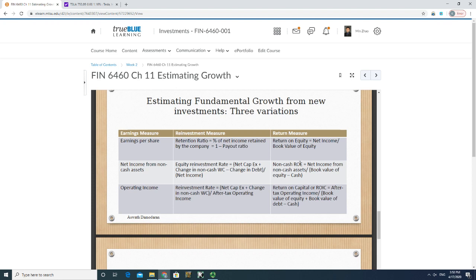So we have three variations of this fundamental growth rate. The first one is the well-known, popular equation, but as a professional, you want to get into great detail, trying to get the best estimation, which is the real investment from the equity side or from the asset side.